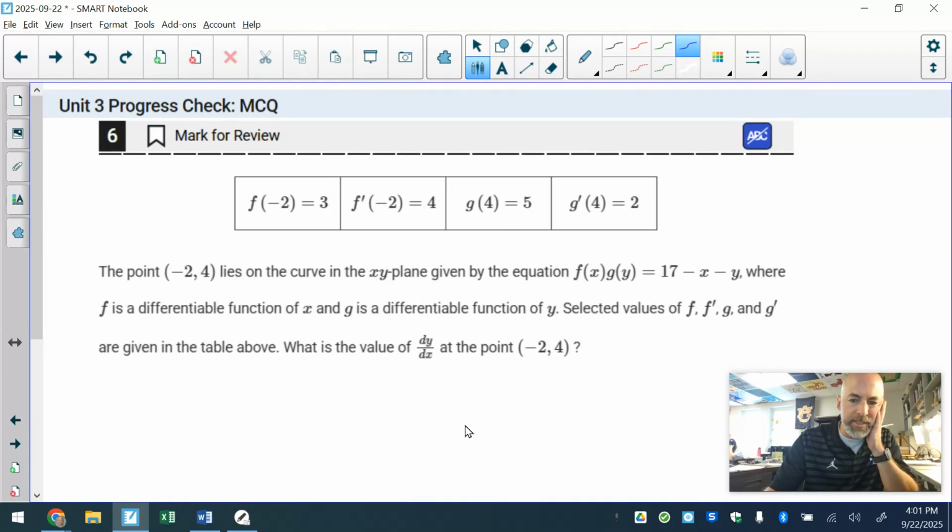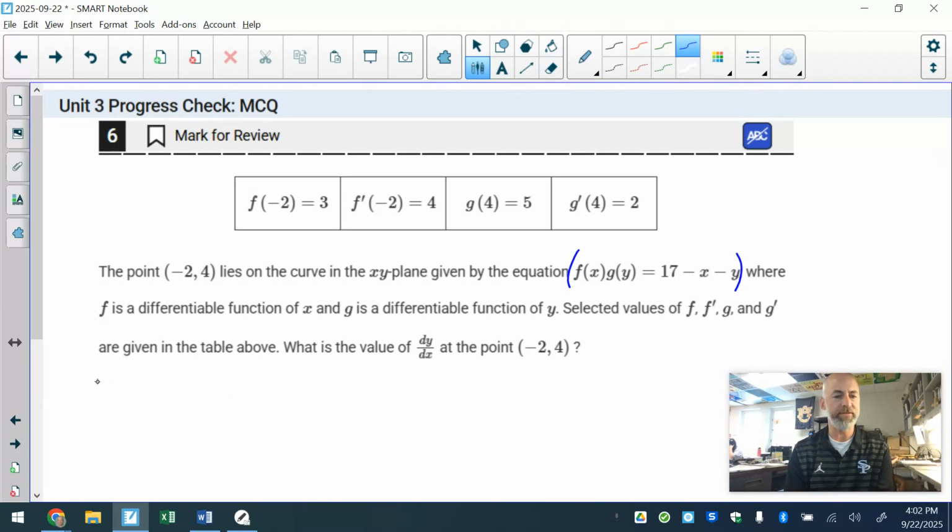Number 6, holy cow. The curve, the point negative 2, 4 lies on that curve. F is a differentiable function of x, g is a differentiable function of y. They give me values of f prime and g prime in the table above, and they want the value of dy/dx. So we need to differentiate this guy. And so I'm going to look up here at this equation, and I need to find the derivative of that whole equation. And starting on the left side, I see a product rule.